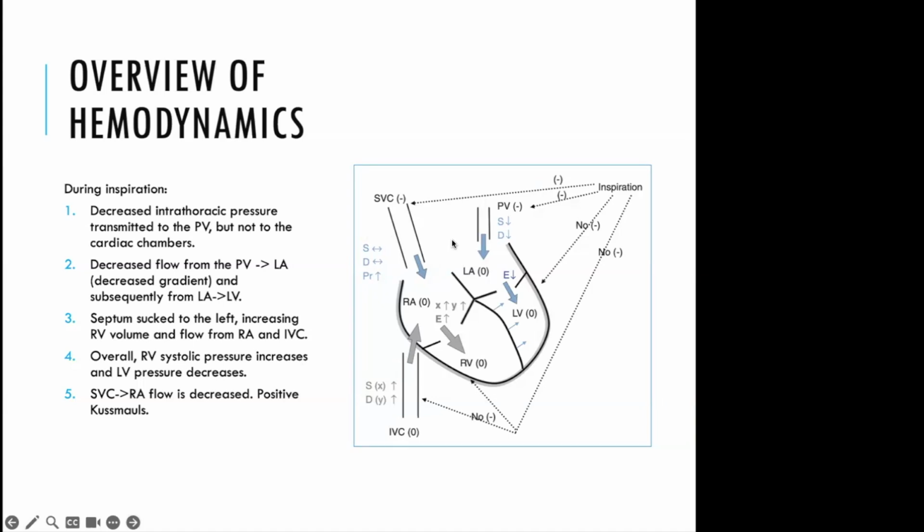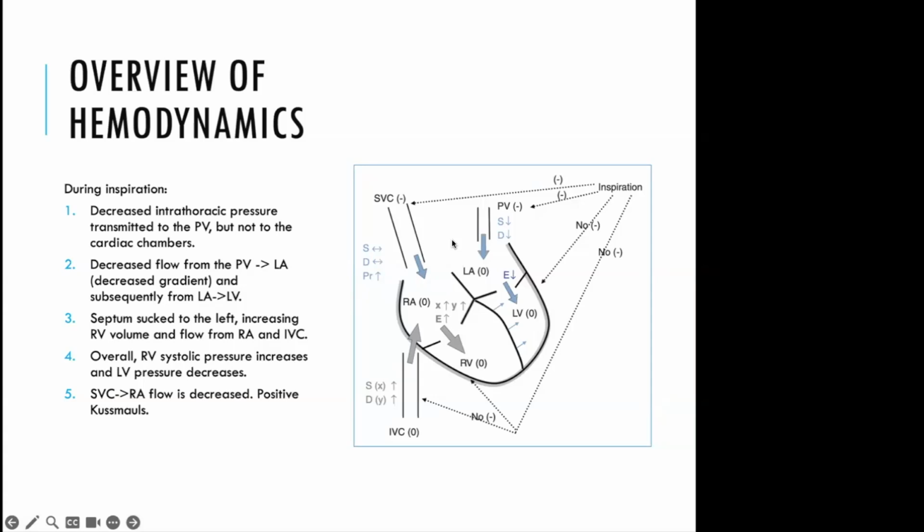Because of this, there's decreased flow from the pulmonary veins to the left atrium due to this decreased pressure gradient, and subsequently from the left atrium to the left ventricle. Because of this decreased filling to the left side of the heart, the septum is sucked to the left, increasing right ventricular volume and flow from the right atrium and the IVC. Overall, the right ventricular pressures are increased and the left ventricular pressures are decreased.